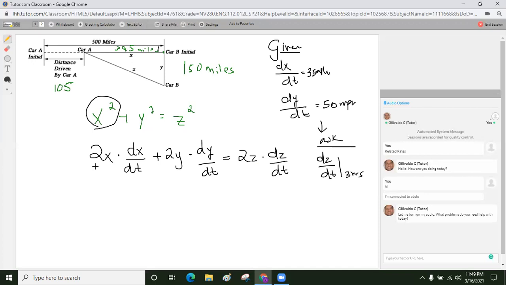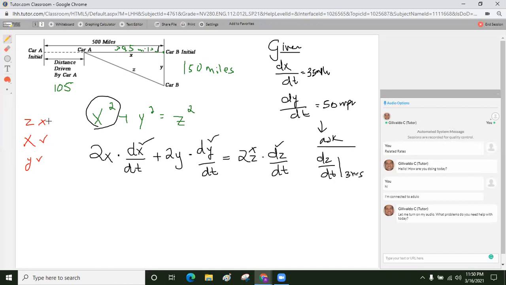So the main concern is that when I plug in, I know I could plug in dx over dt and dy over dt. Dz over dt is what I'm looking for, and I don't have z. Let me go off to the side and make these notes. I don't have z, and I do have x as being 500 miles. As far as y is concerned, I also have y, right?